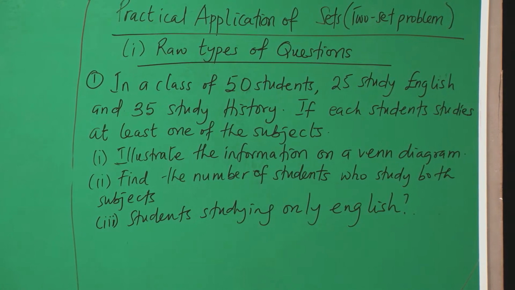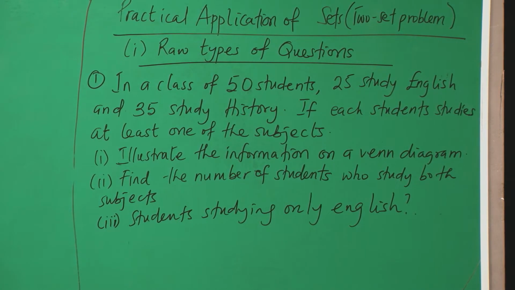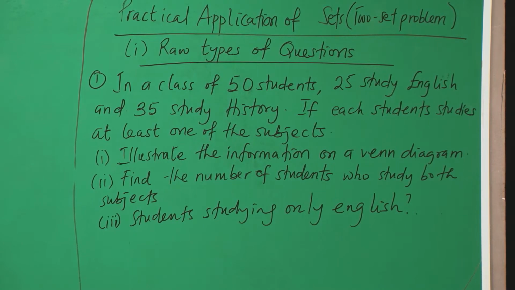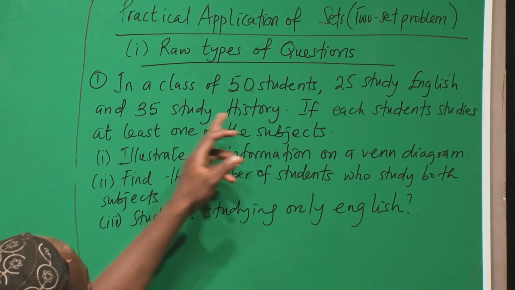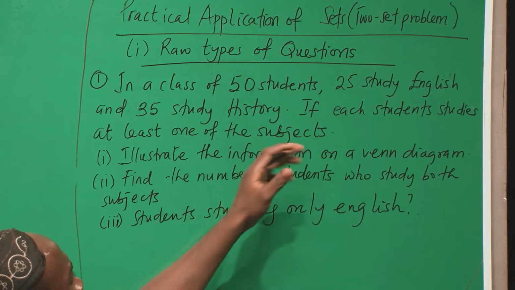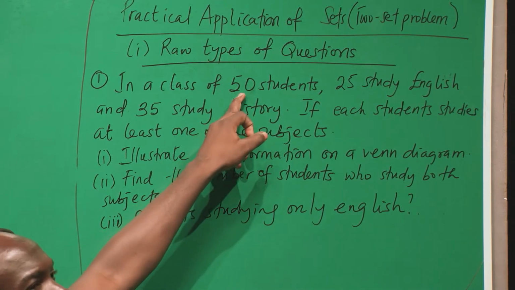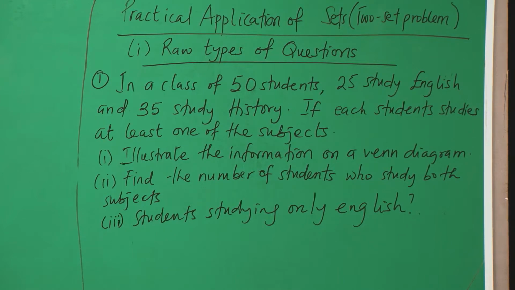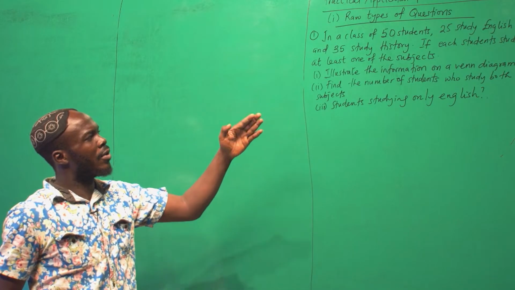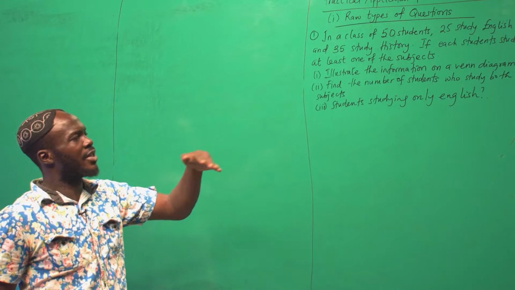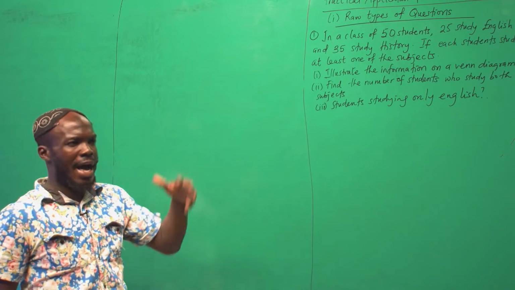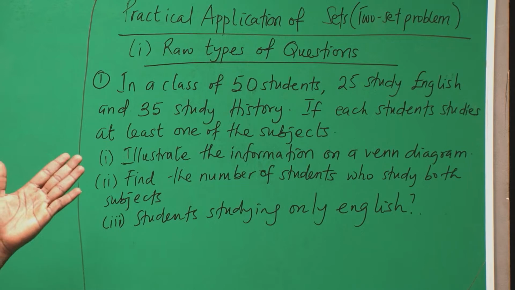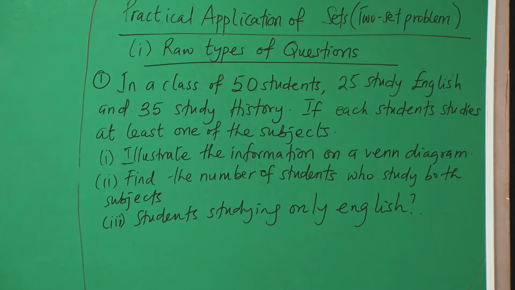Now, such questions, let me teach you a trick. Before you even start, you should know your answers. Always add the individual numbers in the question. When you add and compare to your total, the difference becomes the point of intersection. That is the number of students studying both subjects. I said add the individual numbers for the students studying each subject. If there is any which is not studying any of the two subjects, also add, compare it to the total number of students, strike the difference, and that is students studying both subjects.